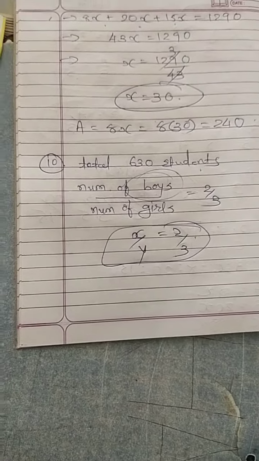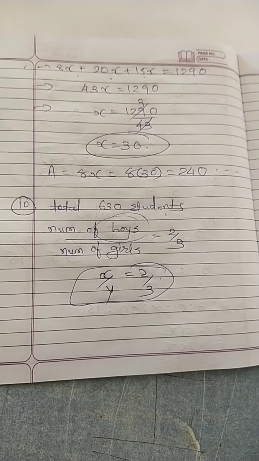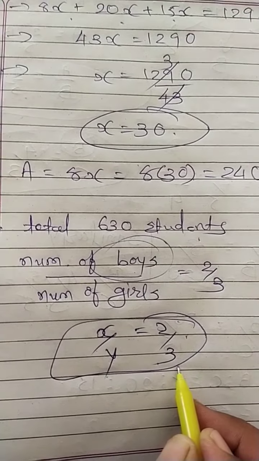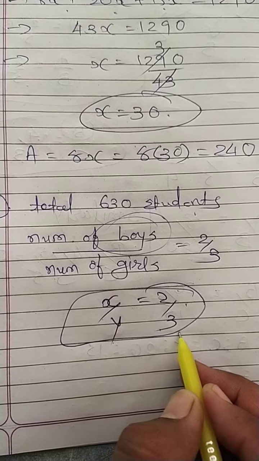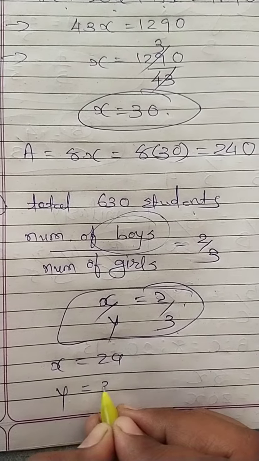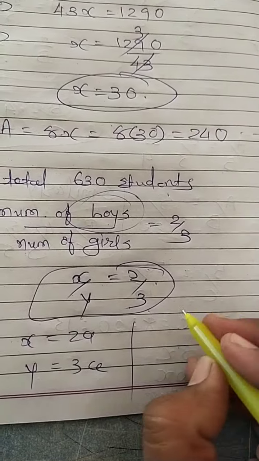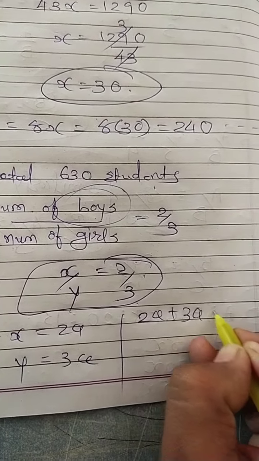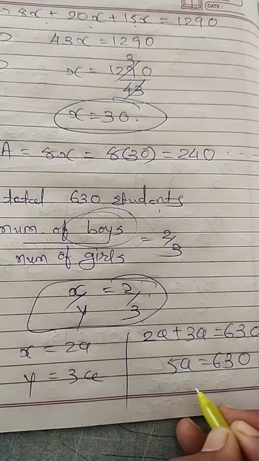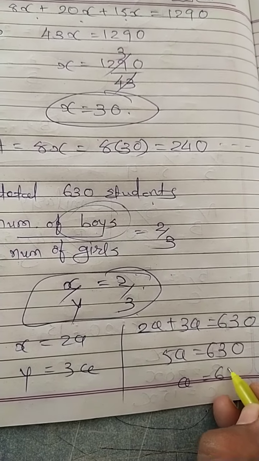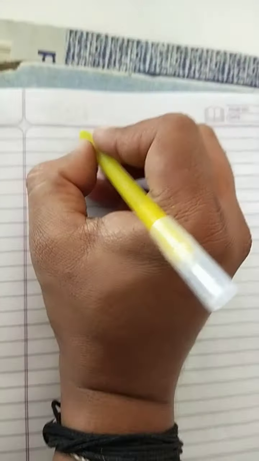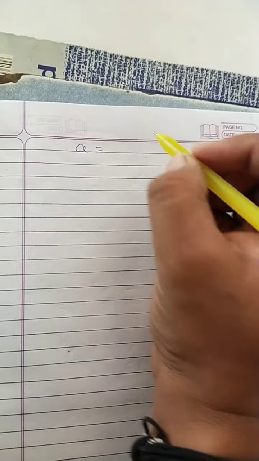So here the total number of students is equal to 630. Then I can write, as we all know that the ratio between x and y is equal to 2 upon 3, I'll take x is equal to 2a and y is equal to 3a. The total number of students is 630, so 2a plus 3a is equal to 630, and from here I get 5a is equal to 630 and a is equal to 630 by 5. What is the division of 630 by 5? As we know, a is equal to 630 by 5, which means 126.